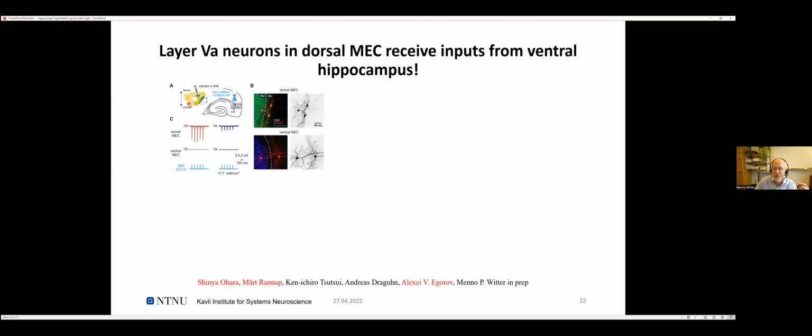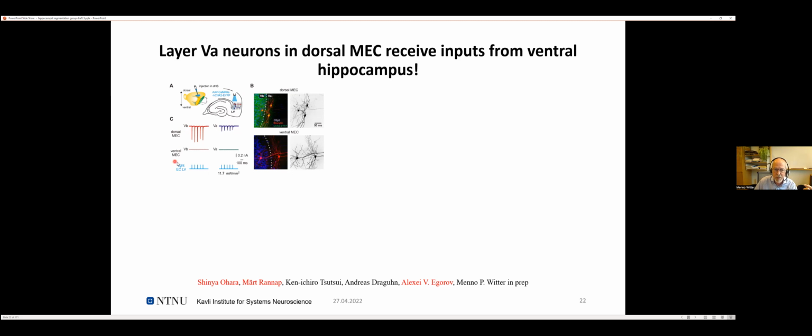Now we're looking at the whole circuit. We drive the dorsal hippocampus, and again, we express a light-sensitive channel. We do our physiology. Here you see the recording in a slice. These are neurons in 5A. These are neurons in 5B. In green, you have the projection from the hippocampus. So we stimulate those fibers. We record from all these cells. You get beautiful volleys in 5B. You get very little in 5A, if we do this in the dorsal part of MEC.